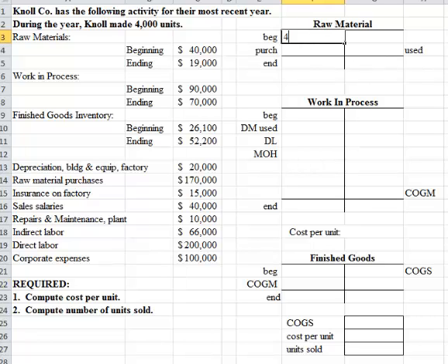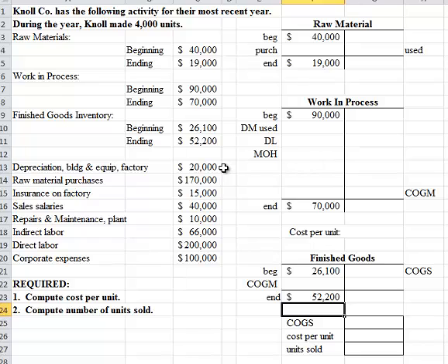So beginning raw materials 40,000, ending 19,000. There you go. Beginning work in process, ending work in process. And there's our beginning and ending for the 3 inventory accounts. And then it gives some additional data.